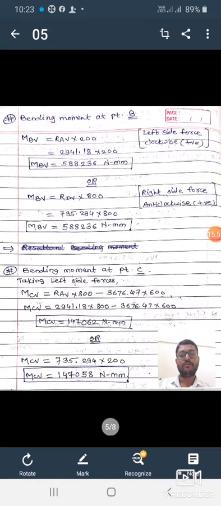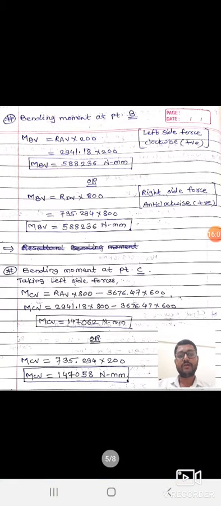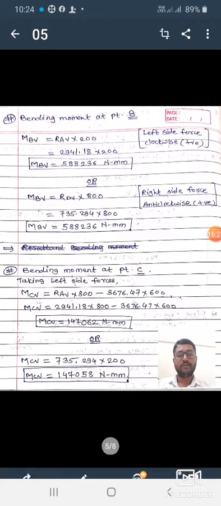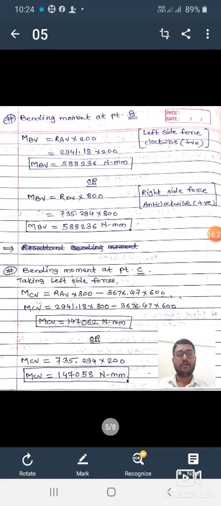147062 Newton meter. Or we can take MCV equal to 735.294 into 200, that is the right side force. For right side forces, the anti-clockwise direction is taken as positive. So we get the same answer for the right side force, MCV equal to 147058. The remaining calculations, or remaining numerical, we can discuss in the next lectures. Thank you, students.